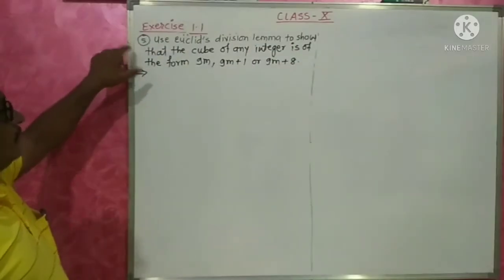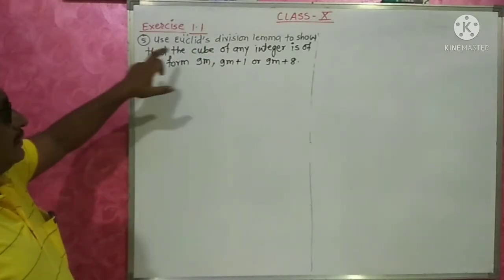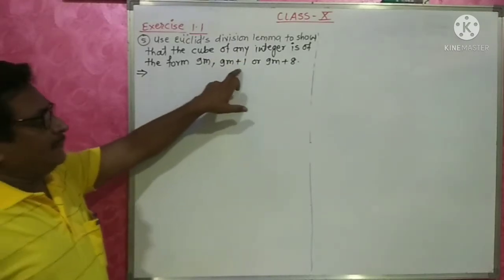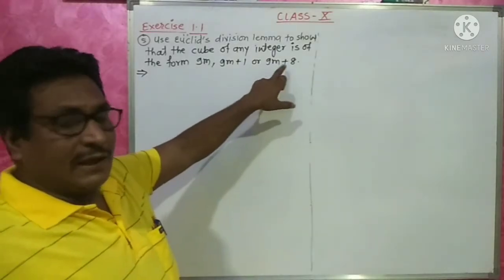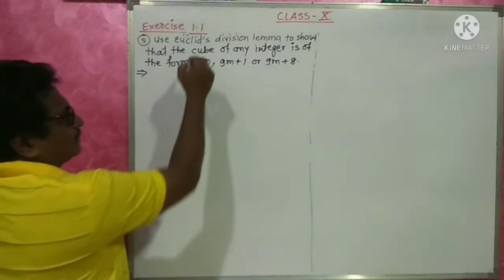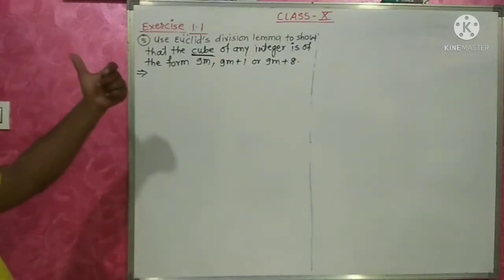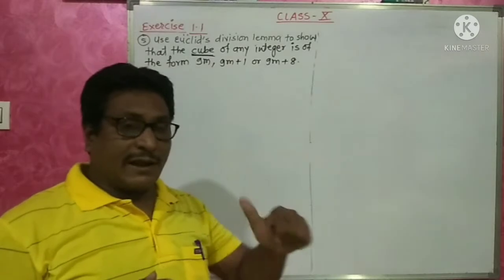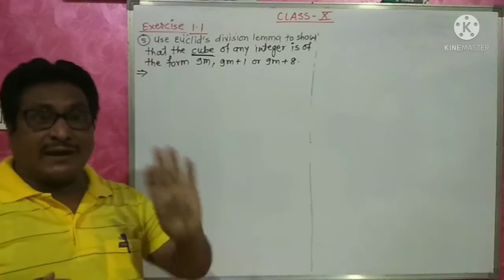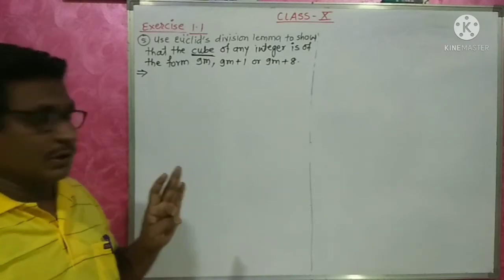Now next, example five. Use Euclid's division lemma to show that the cube of any integer is of the form 9m, 9m plus 1 or 9m plus 8. The procedure is the same. In the previous question a square was there, here a cube is there. So from the previous question, 9 is a multiple of 3, so instead of taking 9, we have to take 3.